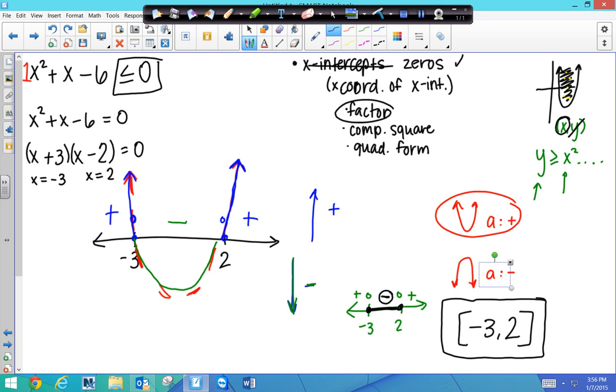If it had not been equal to, we would use parentheses. So for example, if it had just been less than, your answer would have parentheses. If it had been less than or equal to, your answer will have brackets. And this is one example that we have for quadratic inequalities in one variable. We're going to do one more example.